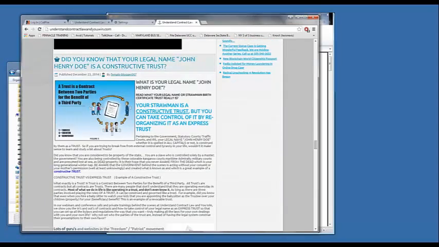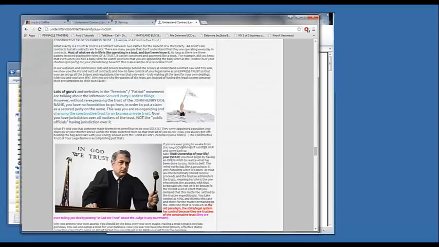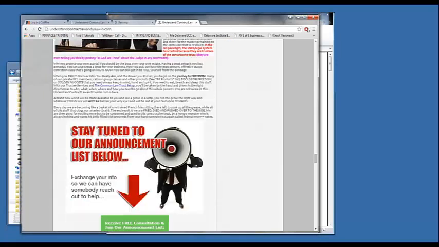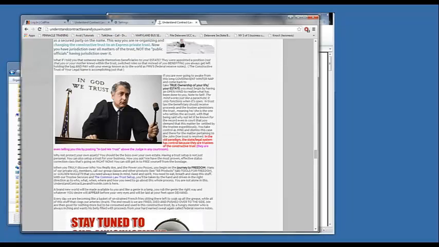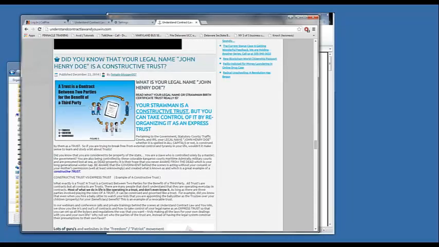here you go. Did you know that your legal name, John Henry Doe, is a constructive trust? Okay, you must read this if you want to understand the documents that I'm going to show you. The legal name, John Henry Doe, or whatever your capital letters name says on your birth certificate, on your driver's license, it's a trust. If you don't understand what a trust is, you've got to go and research what a trust is.